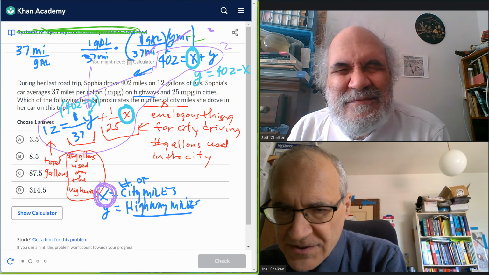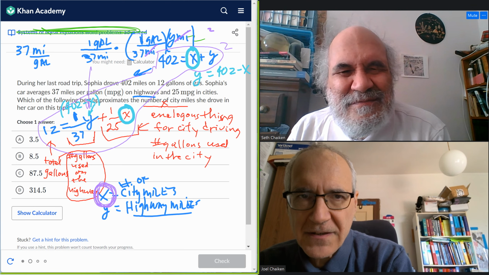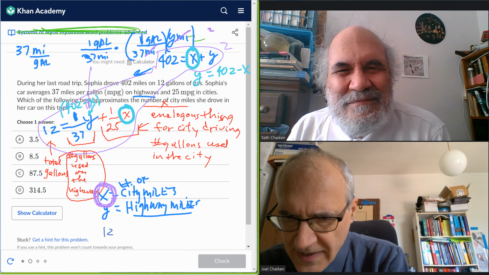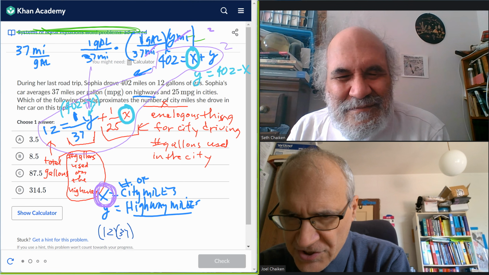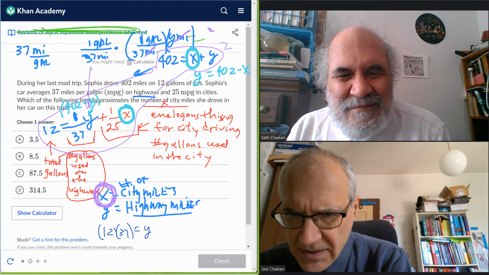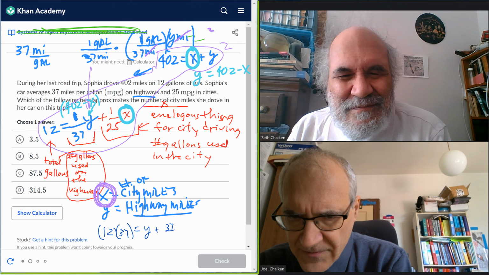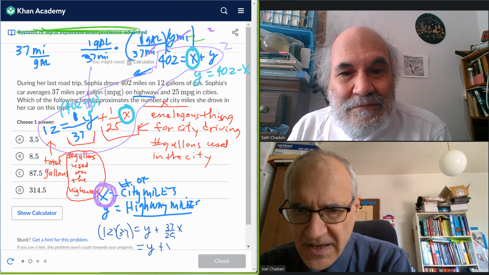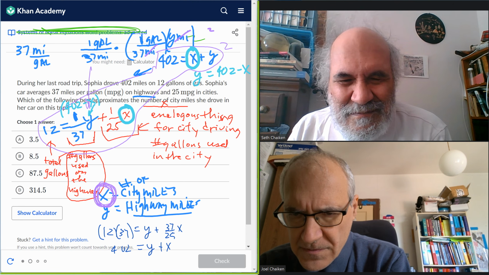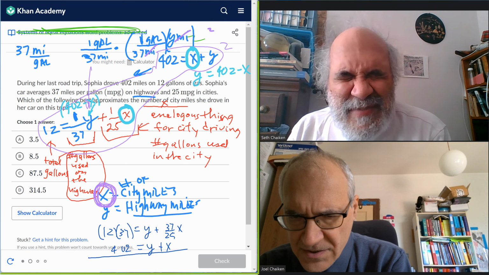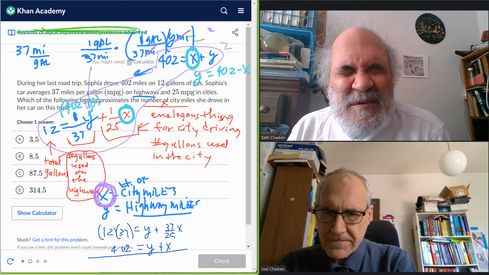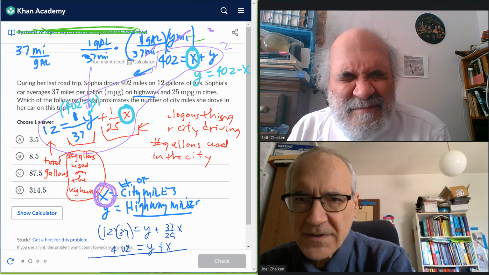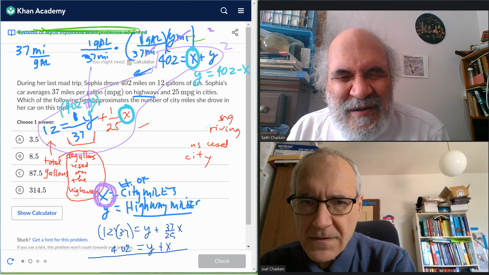That's not a bad way to do it. Okay, let's do that. So we do 12 times 37, which is equal to y plus 37 over 25x. And you're saying y plus x is 402, right? Right. And then subtract the bottom equation from the top equation, and you really have a single equation for x.